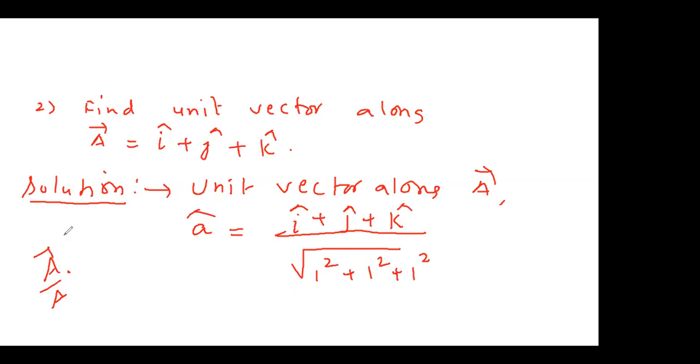See, vector upon its magnitude is called the unit vector. So the vector is i cap plus j cap plus k cap. That I wrote. Divide by its magnitude. So it is i cap plus j cap plus k cap upon root of 1 square plus 1 square plus 1 square. Can I say this is root 3? Yes, that's the answer. It's so simple, very easy. So the chapter is very simple. It is a little maths oriented.